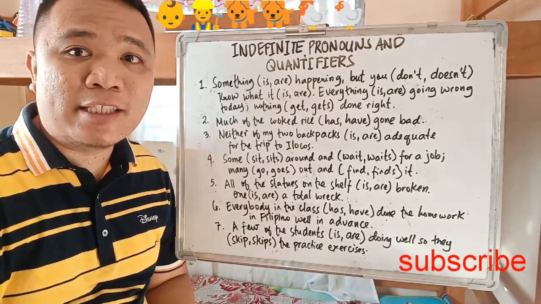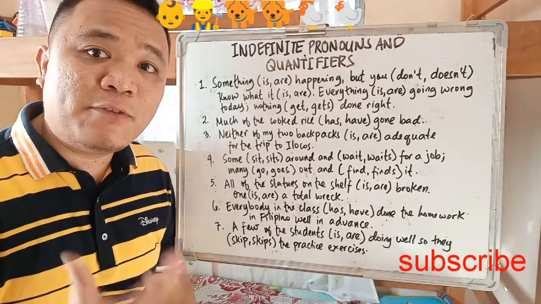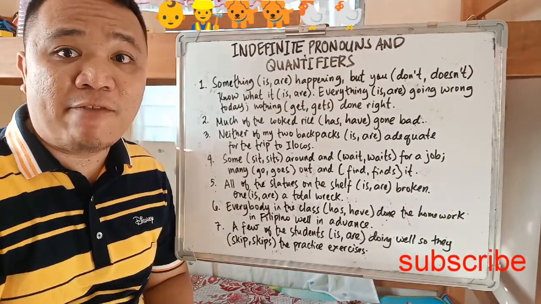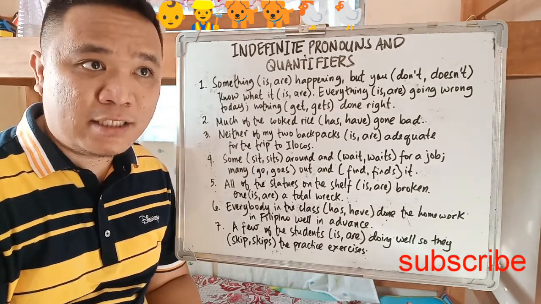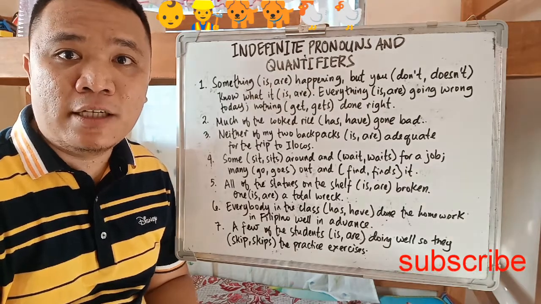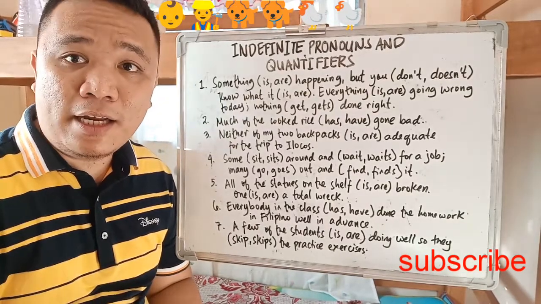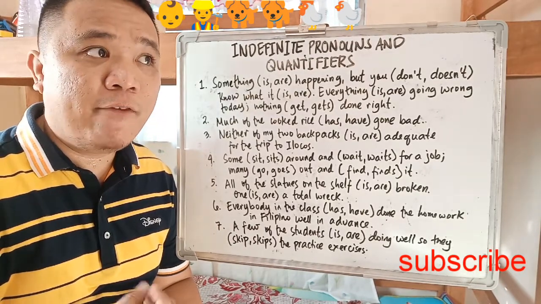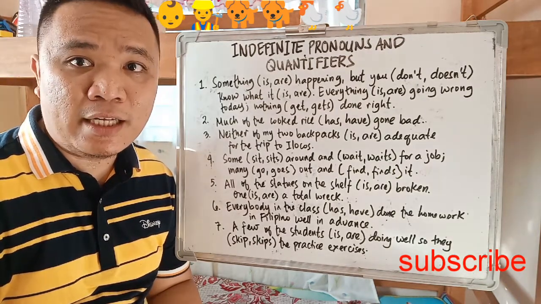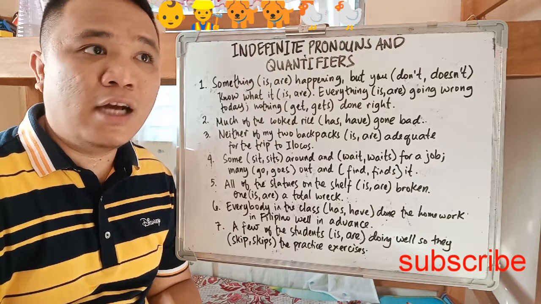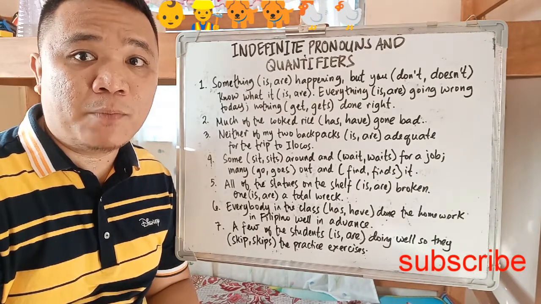So today we're going to discuss indefinite pronouns and quantifiers. Let us first identify examples of indefinite pronouns and how they function in the sentence, whether they are singular or plural. For example, we have someone, something, everybody, everyone, no one, nobody, nothing, none. Those are just examples of indefinite pronouns.